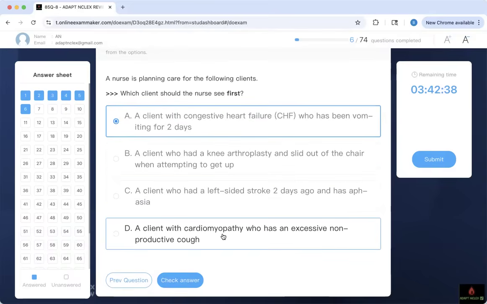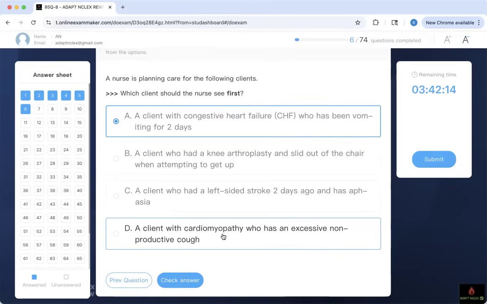Cardiomyopathy, this is the second one. This is the NCLEX. I want you to write it down. This is NCLEX key and distractor. Cardiomyopathy, yeah, heart problem. If you have excessive non-productive cough, that's a cardiac issue, right? It means you have CHF. That patient may be developing CHF, right?